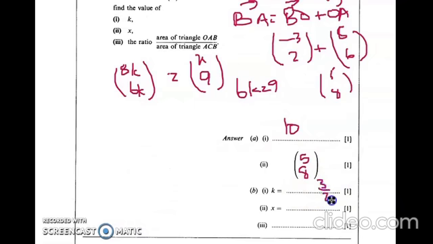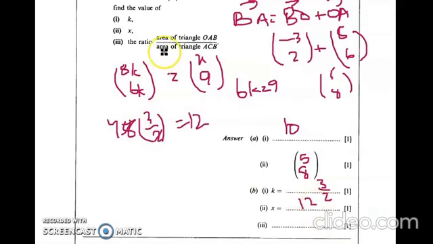3 upon 2. Now it says x. We already have the K value. We will put this value 3 upon 2. 2 ones are 2, 2 fours are 8, 3 fours are 12. That is the x, 12. Now the area of triangle OAB upon area of triangle ACB.